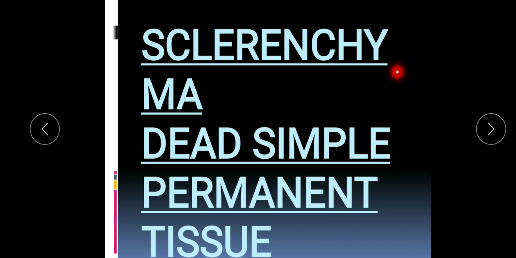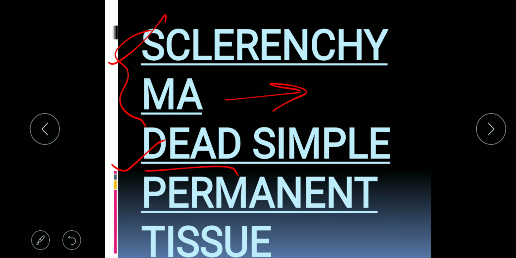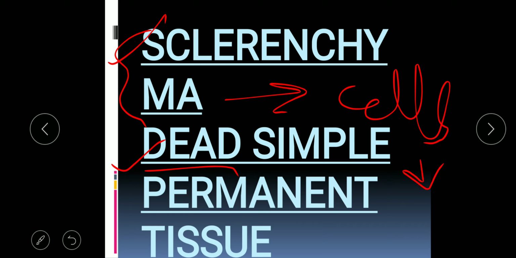Okay, so it may come in a reasoning based question. Which simple permanent tissue is known as the dead simple permanent tissue? That is sclerenchyma. And why is it known as dead simple permanent tissue? Because the cells present in this are dead. And why are these cells dead? Because the internal cellular components of the cell are dried up. And the internal cellular components of the cell are only the living matter that we have already discussed in the previous chapter.